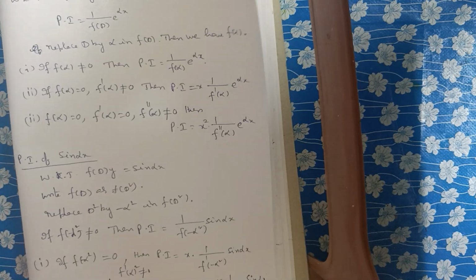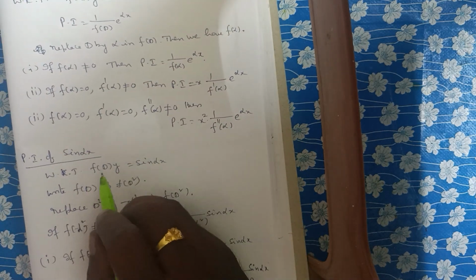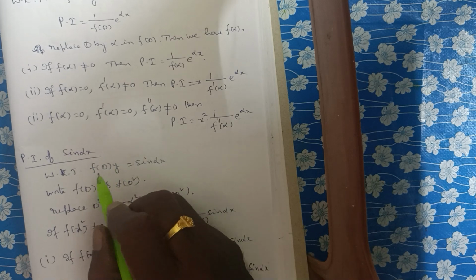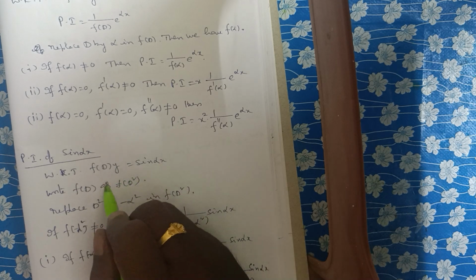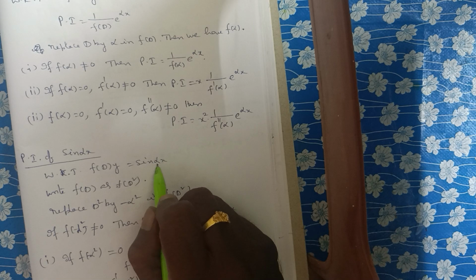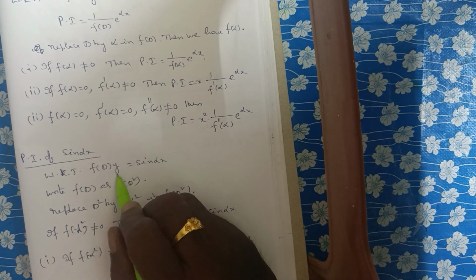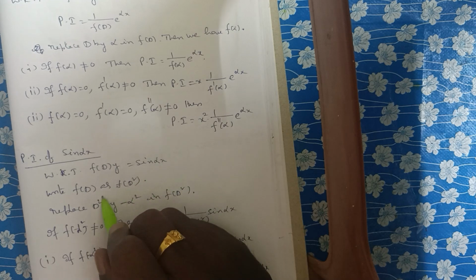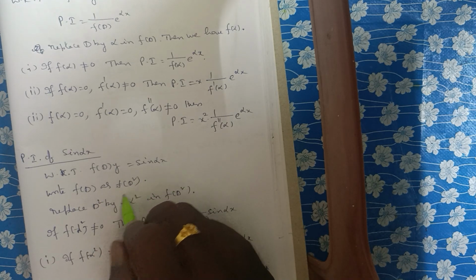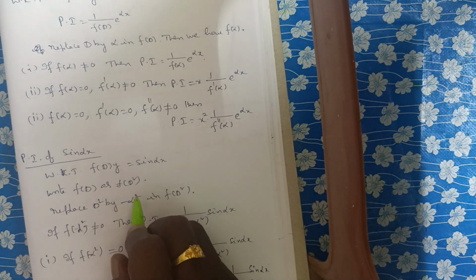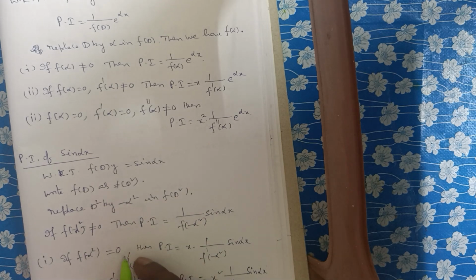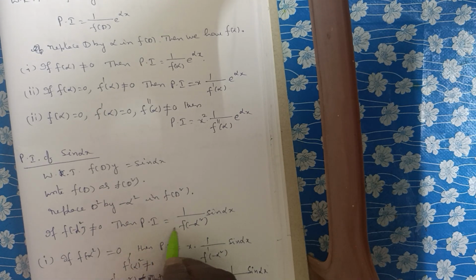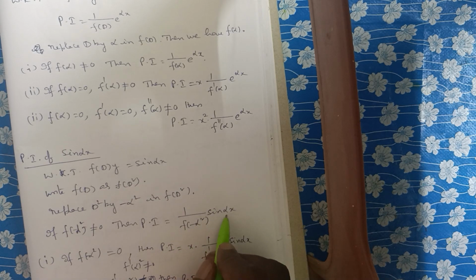Then we come to know the particular integral of sin alpha x. We write the differential equation with sin alpha x, given by f(D) y = sin alpha x. In that case, we write f(D) as a function of D^2 and replace D^2 by -alpha^2 in f(D^2). If f(-alpha^2) is not equal to 0, then the particular integral is 1 by f(-alpha^2) into sin alpha x.